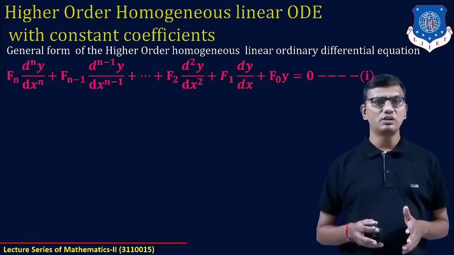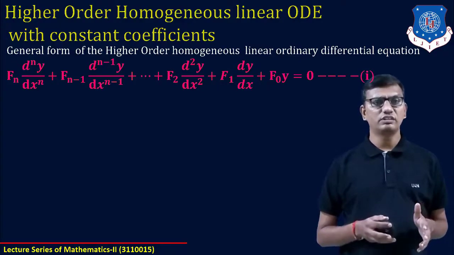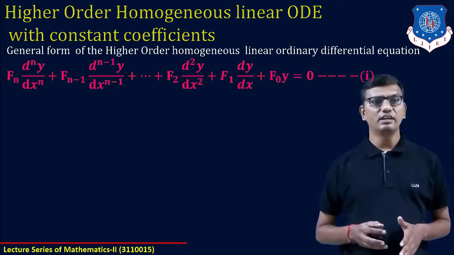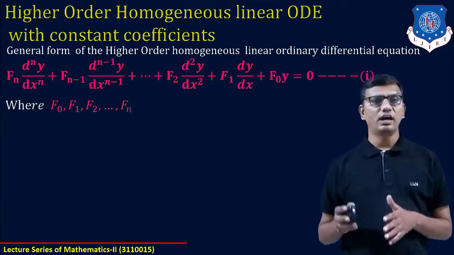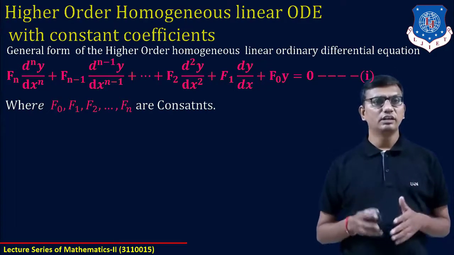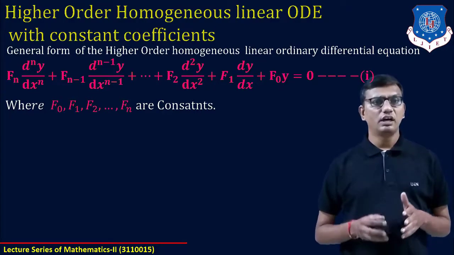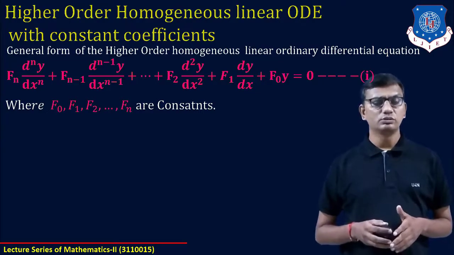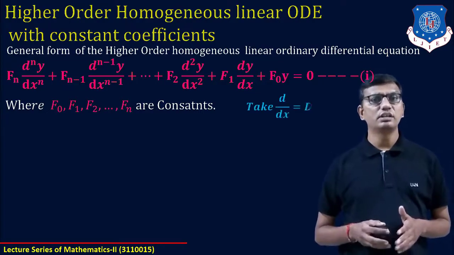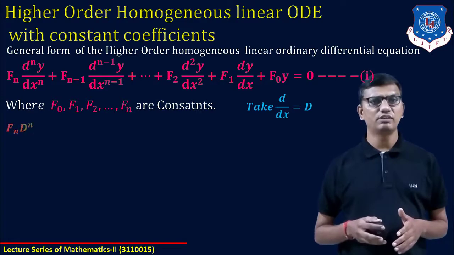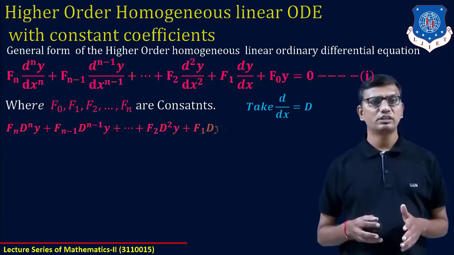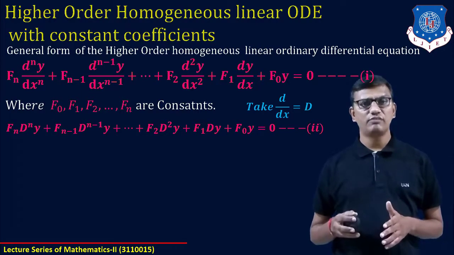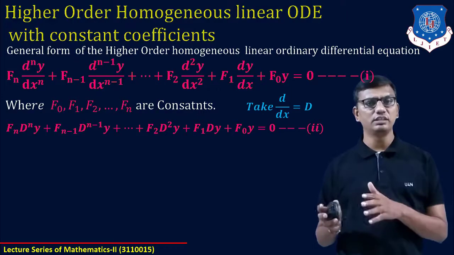When our right hand side is 0 in the higher order linear differential equation, then it is homogeneous linear differential equation. Here we are taking f1, f2, fn as constants. Then our differential equation is known as higher order ordinary linear differential equation with constant coefficients. To solve this differential equation, we will take d/dx equal to D. Then our equation becomes fn D^n y plus fn-1 D^(n-1) y up to f2 D²y plus f1 Dy plus f0 y equal to 0.